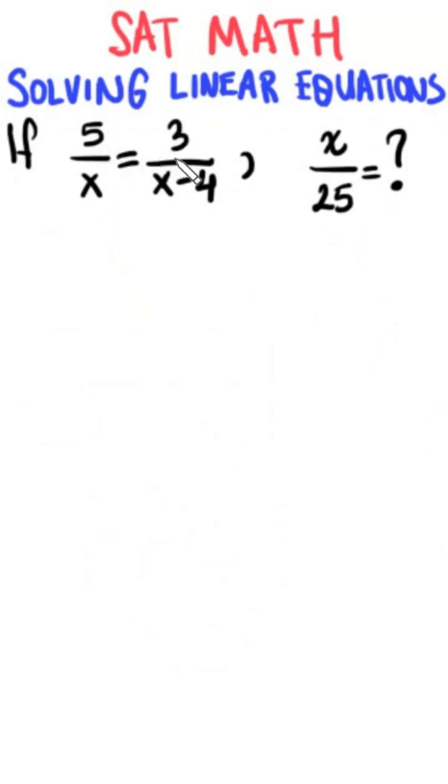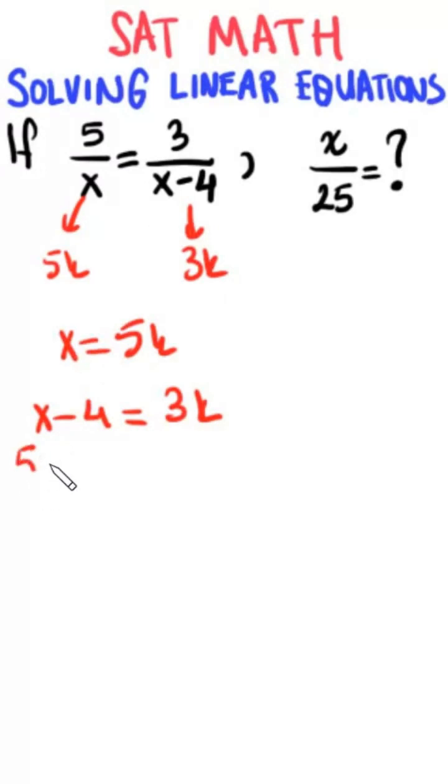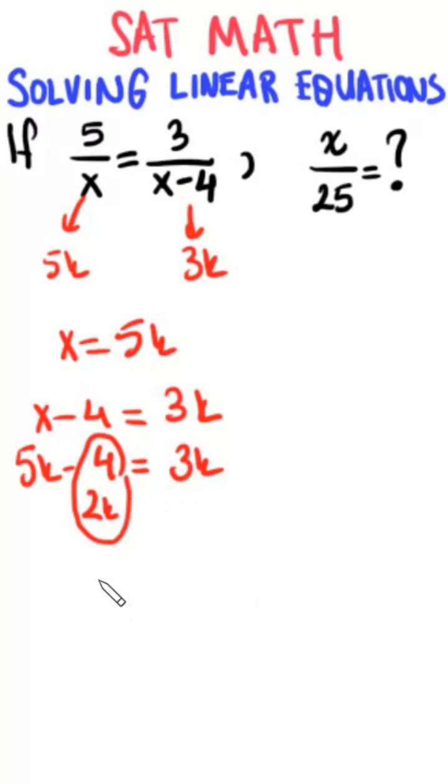If 5 over x equals 3 over (x minus 4), then what is the value of x over 25? So if x equals 5k, then x minus 4 is going to be 3k. We know that x equals 5k, so 5k minus 4 is equal to 3k. So 5k minus 2k has to be 3k. That means 2k equals 4. That means k equals 4 divided by 2, which is 2.